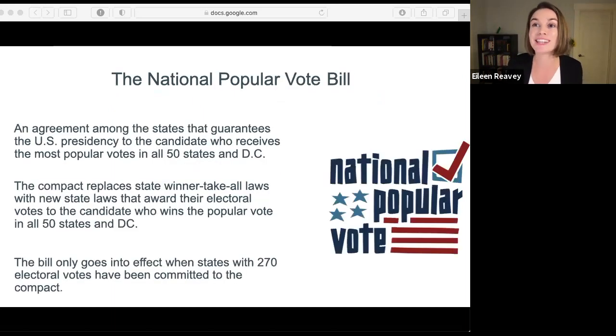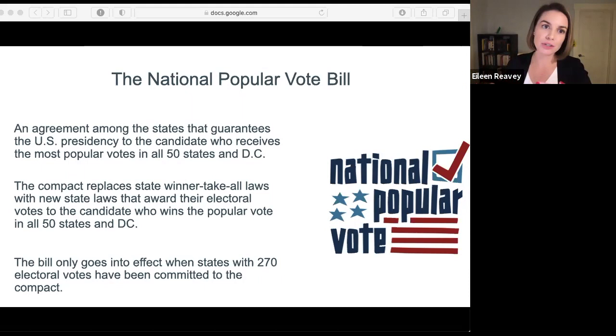So that brings us to the National Popular Vote Bill. The National Popular Vote Bill would guarantee the presidency to the candidate who receives the most popular votes in all 50 states and DC. This is a bill passed by states to change how they vote in the Electoral College. So it's a reform of the Electoral College. By replacing states' winner-take-all laws with new state laws that say, nope, we don't want to award our electoral votes to just whoever gets the most votes in our state anymore. We're going to award our electoral votes to the winner of the national popular vote.